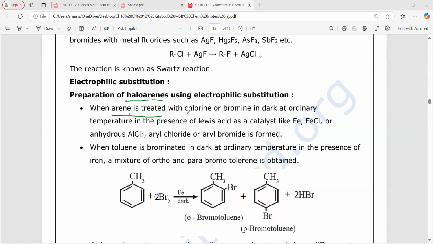When an arene is treated with chlorine or bromine in the dark at ordinary temperature in the presence of a Lewis acid catalyst. The Lewis acid catalyst can be an iron halide like FeCl3 or anhydrous aluminum chloride AlCl3. Aryl chloride or aryl bromide is formed. So these are Lewis acid catalysts. Please note down, it is important. Lewis acid catalyst: iron FeCl3 or AlCl3, and both should be anhydrous.